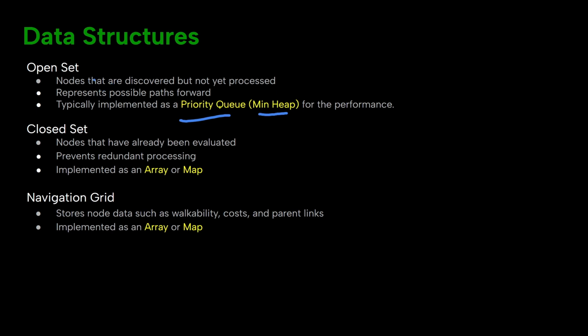So in the A star algorithm, there are typically three types of data structures. First we have the open set, to represent the nodes that have already been discovered but not yet processed, which are typically used as a path. This is usually implemented as a priority queue or a min heap for performance, because within the open set we always have to determine the lowest possible cost for a given path or a given cell.